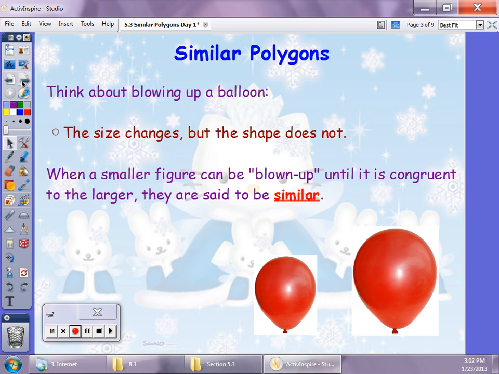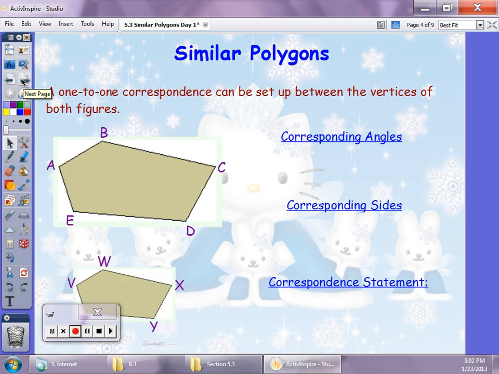When you think about similar polygons, I want you to think about blowing up a balloon. When you blow up a balloon, the size is going to change, but the shape is going to stay the same. So when a smaller figure can be blown up until it's congruent to the larger figure, these two figures are said to be similar. A one-to-one correspondence can be set up between the vertices of figures that are similar.